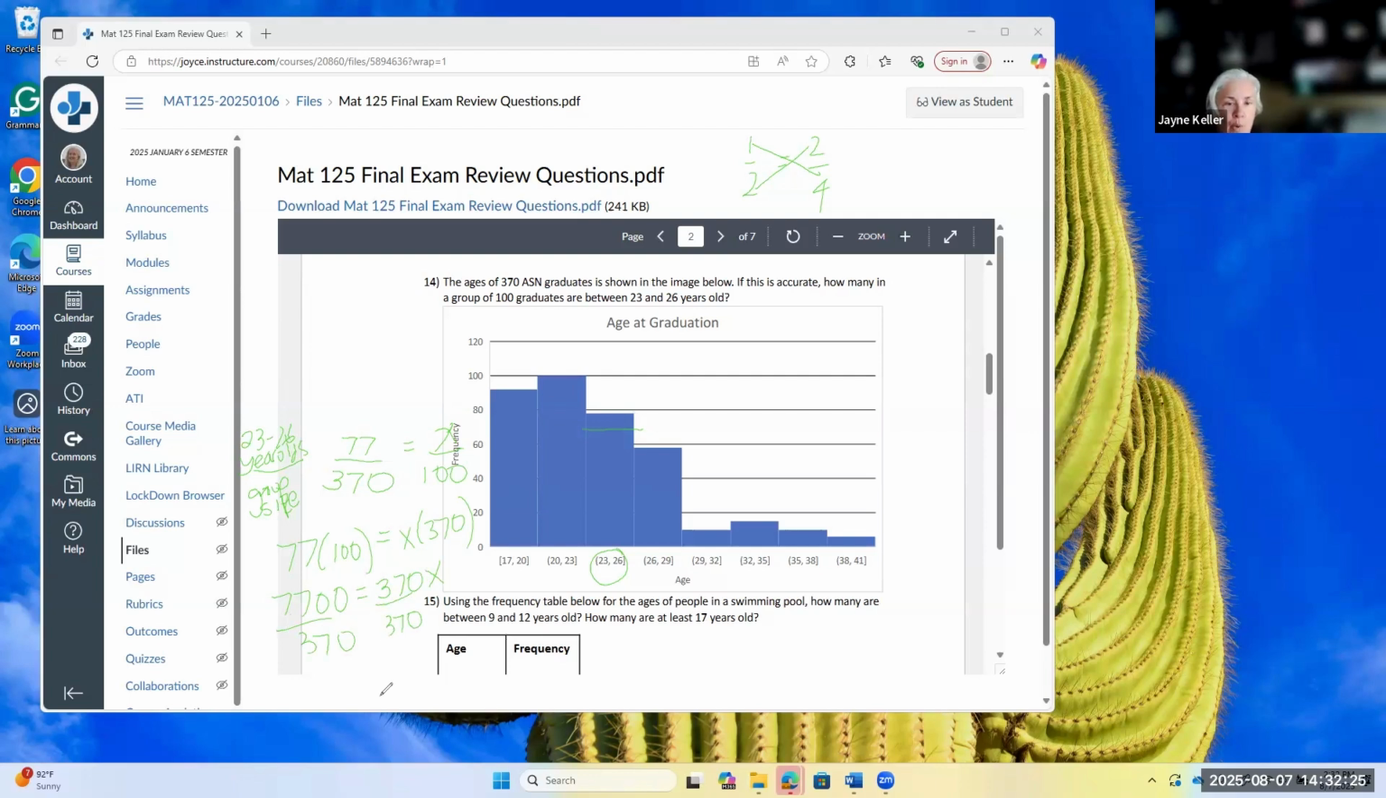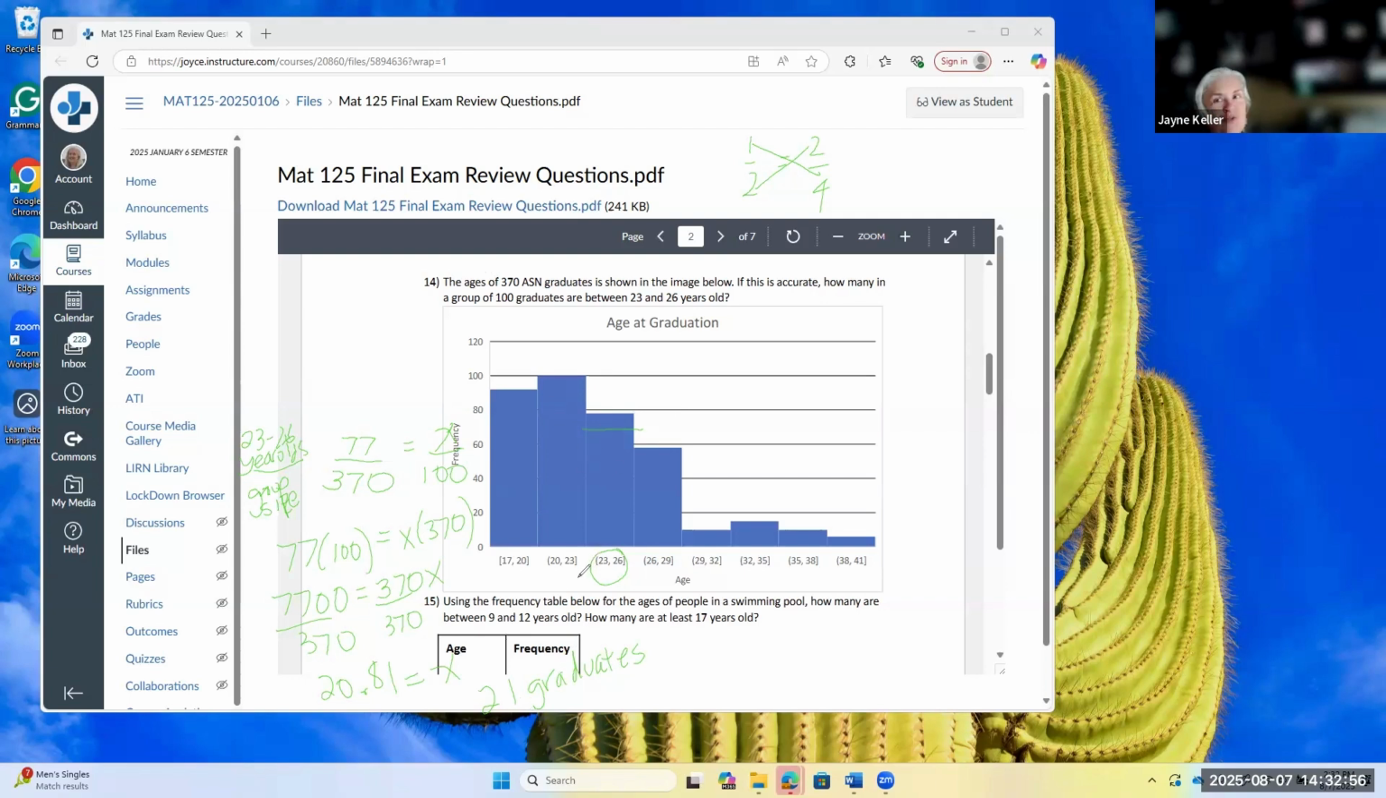I get 20.81. So I would say about 21 graduates out of 100. I would just round that up. A question like this one, since it's the number of people, we would use whole numbers for that.